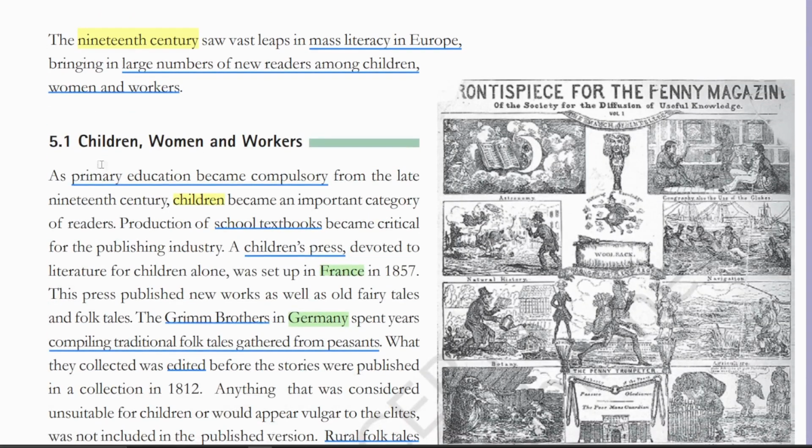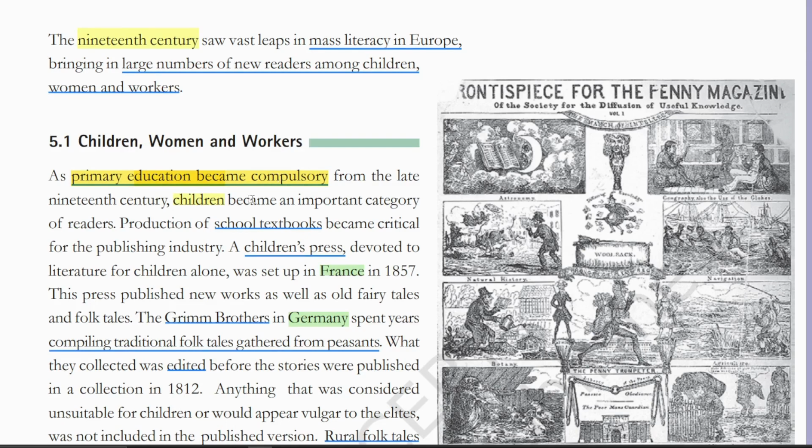That's what they're trying to say. Now comes children, women, and workers. Primary education became compulsory during the 19th century, right? So of course, print will become very important, because without printing, how can you make books, right?